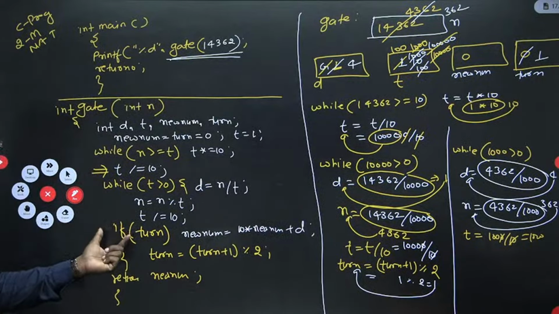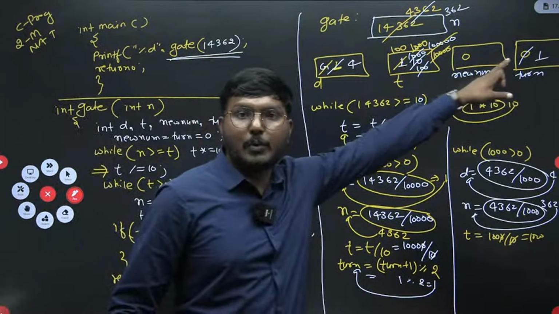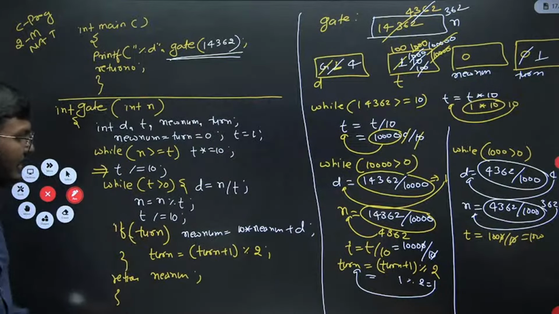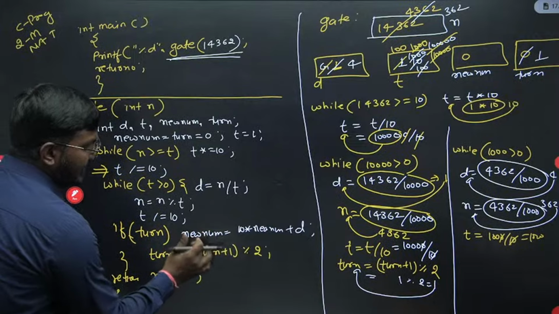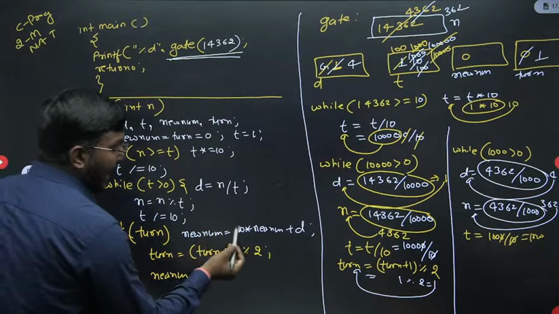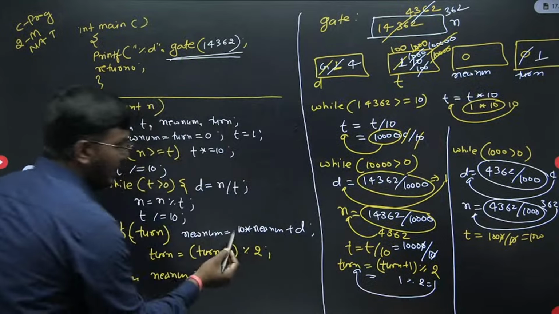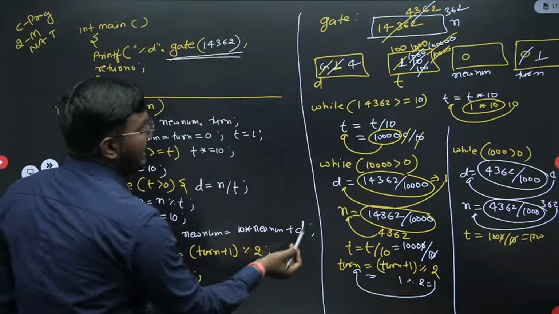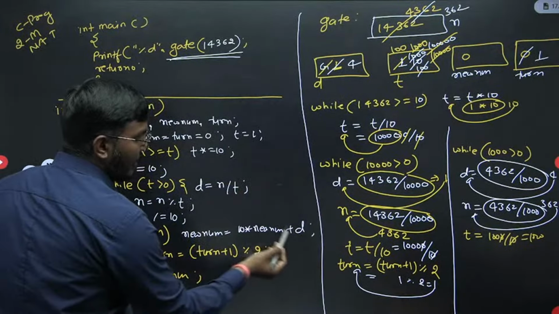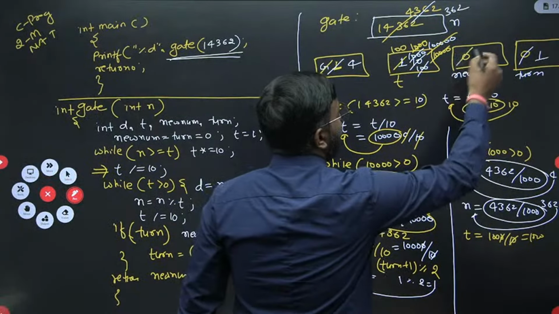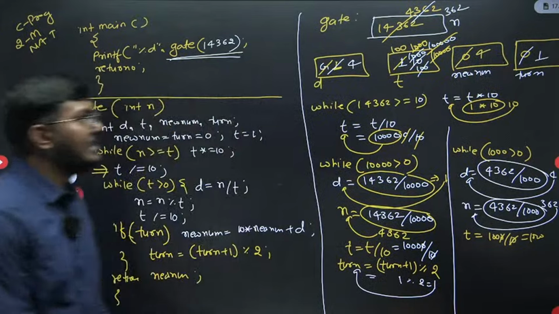Now what is this if condition? If turn, what is turn? Turn is 1. It means the condition is true. Now if the condition is true, then update the new num. So new num is equal to 10 into new num plus d. What is the current value of new num? New num is 0. So 10 into 0 is 0. 0 plus d, which is 4 here, so 0 plus 4 is 4. Now that 4 will be updated to new num. Currently new num is having 4.